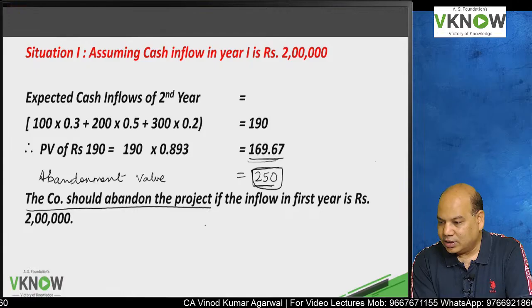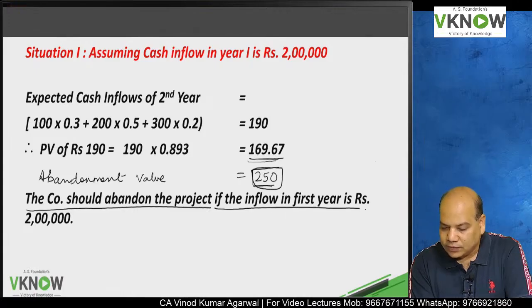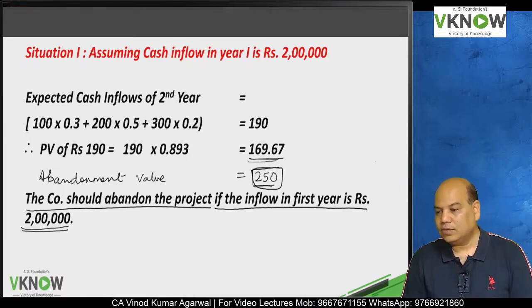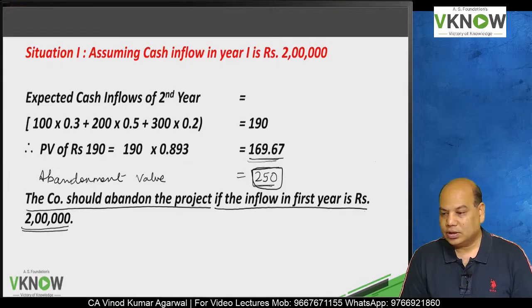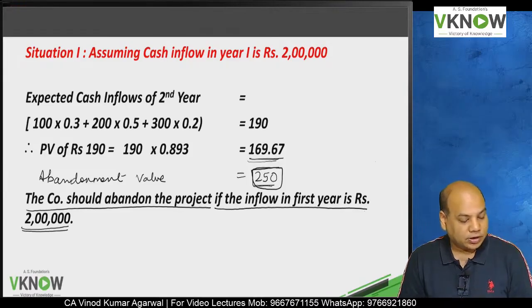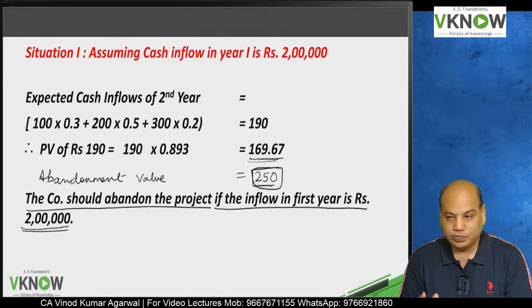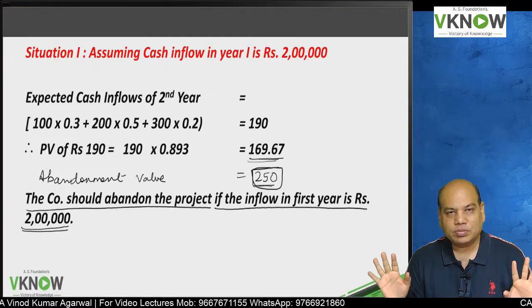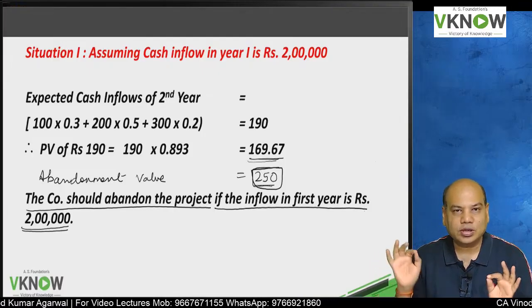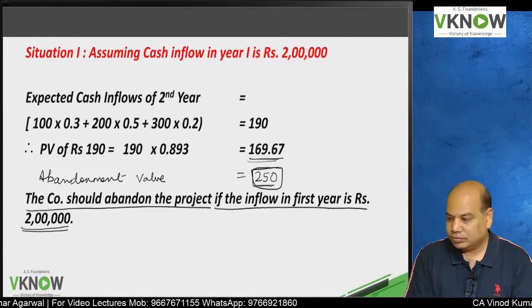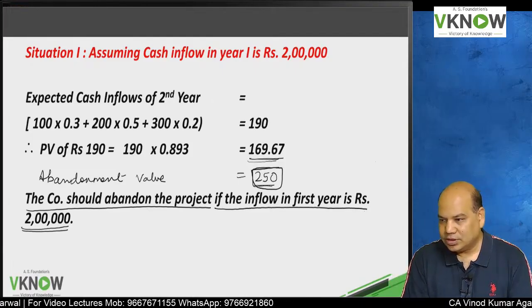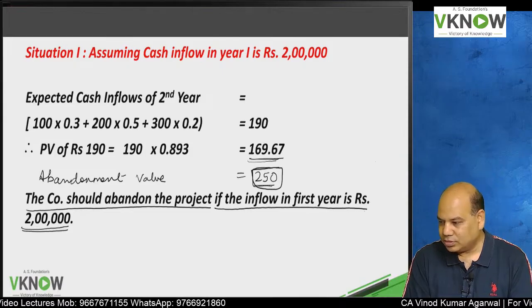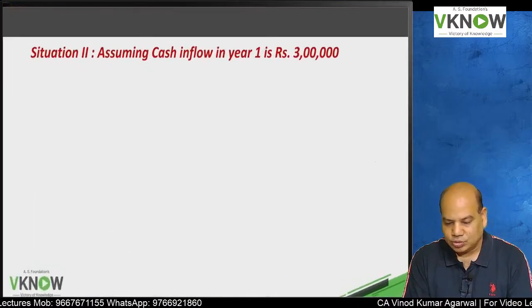The company should abandon the project if the inflow in the first year is rupees 2 lakh. This is one case, because inflow in the first year can be 300 also, 400 also. If I get 200, I will abandon the project, because abandonment value is more than continuation value. Is the answer right? Is it understandable? Yes or no? Or do you have any doubt? Yes. Now write down situation 2.